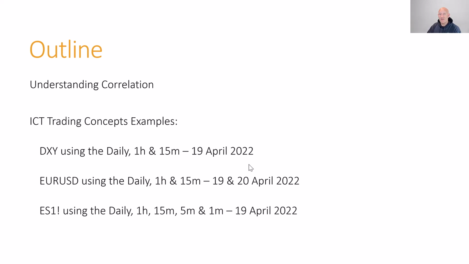So that's using the Dixie or the DXY, the Euro US dollar, and the S&P or the ES. And we're going to cover those on different time frames. So you see we're going to cover ICT's concepts across different asset classes and different time frames, and that's because these concepts work across multiple assets and multiple time frames.